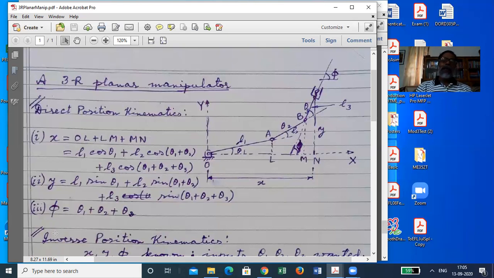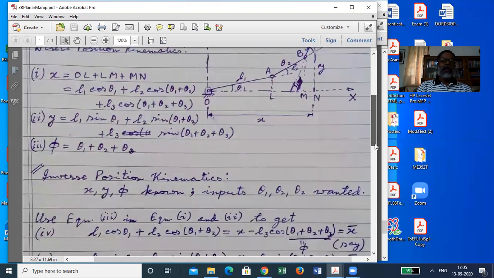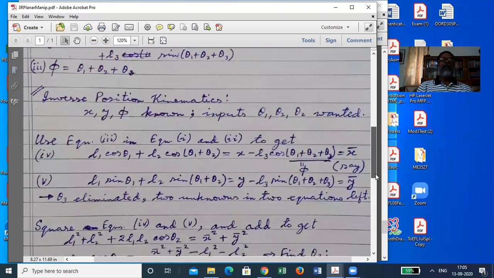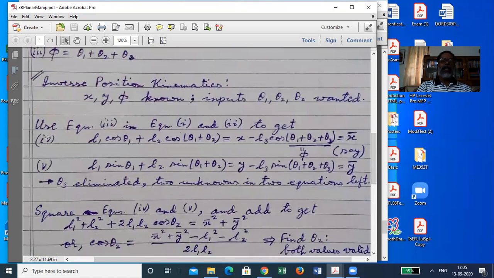So that is the inverse position kinematics problem: you would know where the hand has to go. The hand has to go at X and Y with phi orientation. So these three things will be known, and for that you would be required to find out the input variables, how to actuate your motors. Theta1, theta2, theta3.